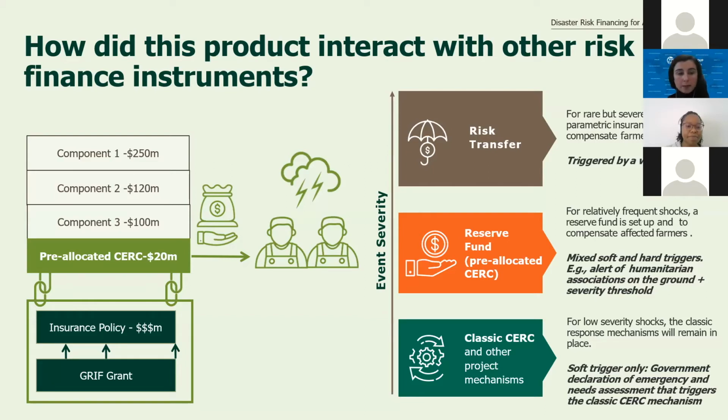However, this pre-allocated CERC is also linked with an insurance policy, with a risk transfer policy that we are currently designing, and that has been made possible with the support of a GRIF grant. The GRIF is the Global Risk Insurance Facility.